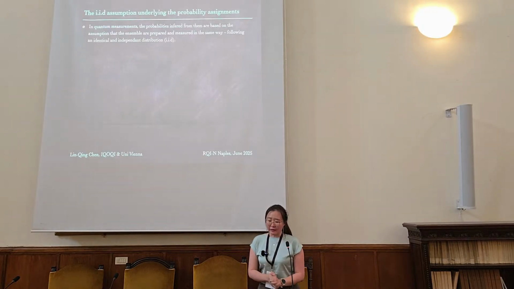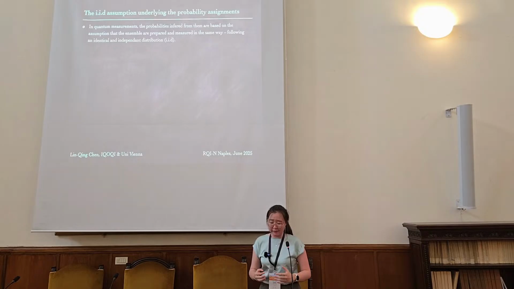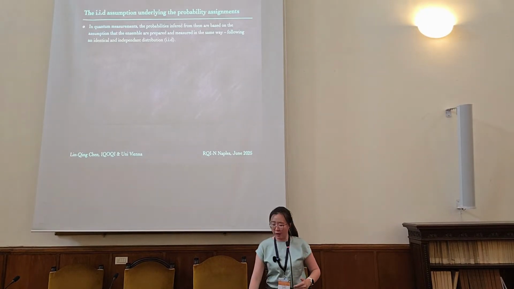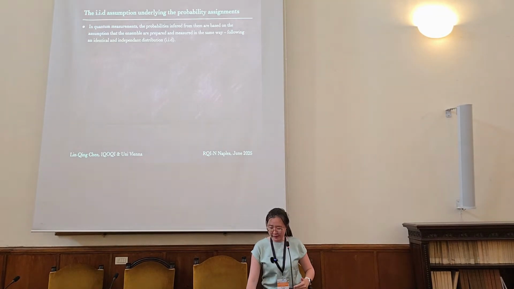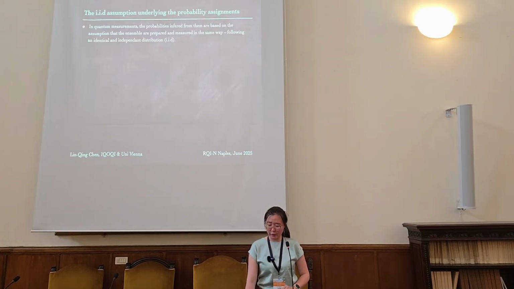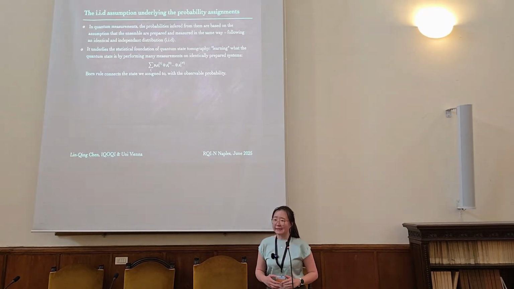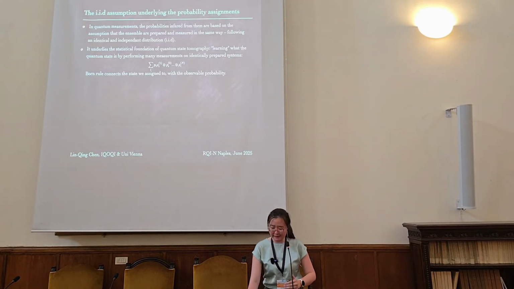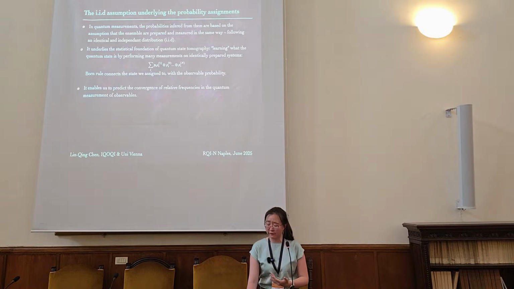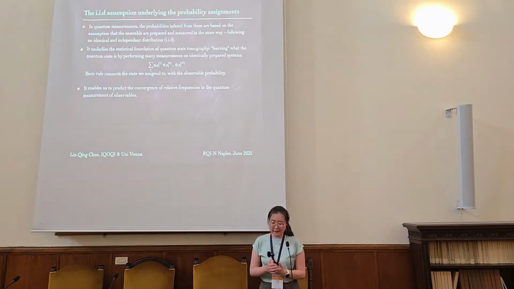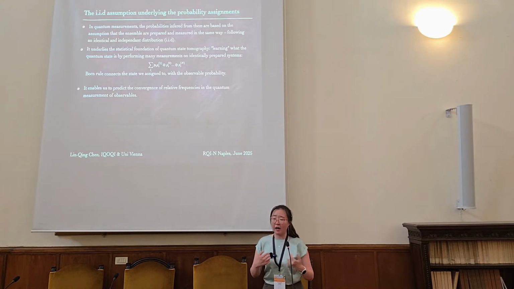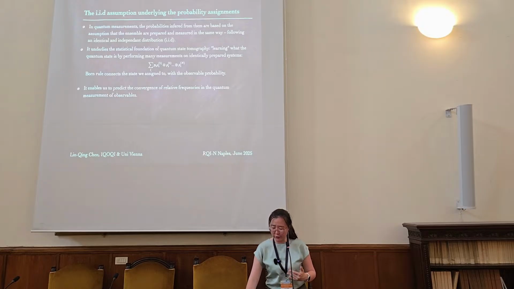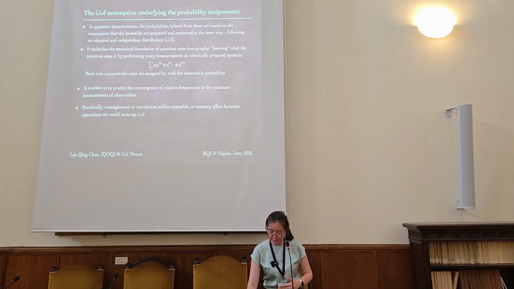So, in quantum measurements, the probabilities inferred are based on the assumption that the ensembles are prepared and measured based on independent and identical distributions. This underlies the statistical foundation of state tomography to learn about the state. And then the Born rule connects the state we assign with the observed probability. This enables us to predict the convergence of the relative frequencies in the measurement of an observable.